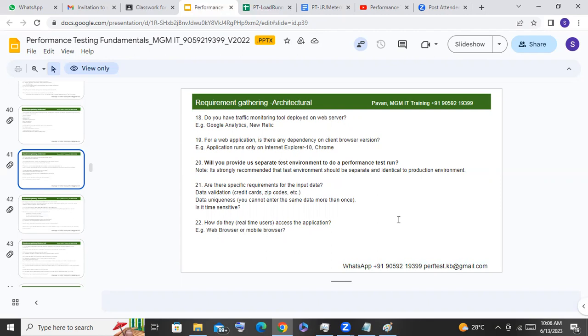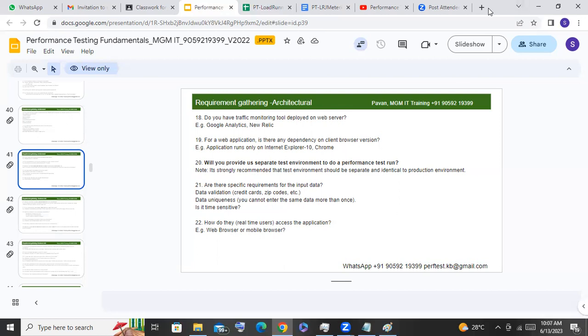Could you please repeat the three performance testing scenarios which we were discussing? Sure. So what are the three important performance testing scenarios? One, what are the scenarios which the end users mostly use?